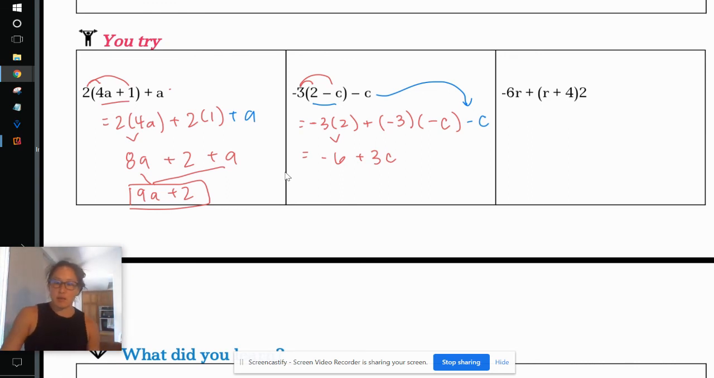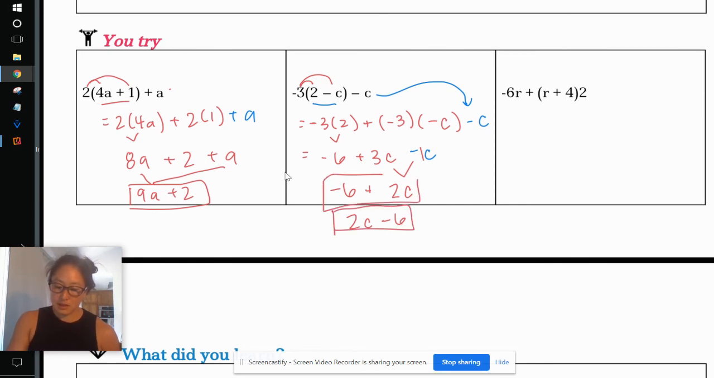All right, and then we subtract c from the beginning. All right, like terms, there's an invisible 1 in front of the c. So I have 3c minus 1c, giving me 2c, and then plus negative 6. Now we usually write the variable first, so the term with the variable first. So I'm going to switch these to be 2c minus 6. I would take either of these. Okay.